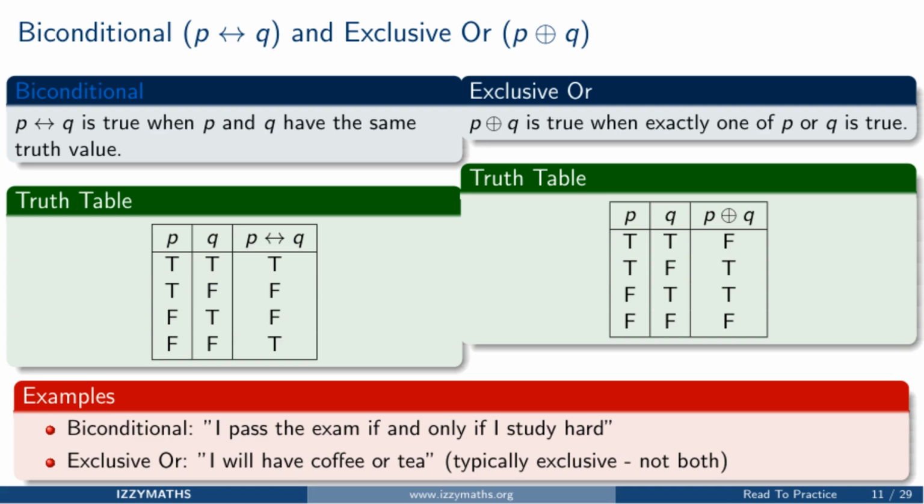For examples, biconditional: I pass the exam if and only if I study hard. This connects passing directly to studying. Exclusive or: I will have coffee or tea, typically exclusive, meaning not both.